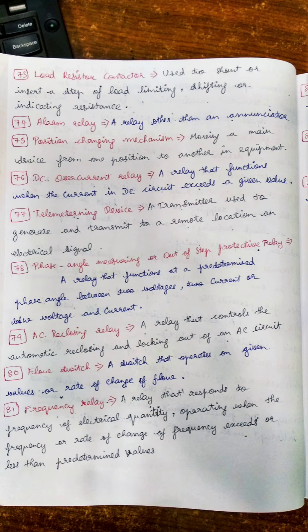Next, flow switch. A flow switch is a switch that operates at a given value of the rate of change of flow. Next, frequency relay, a relay that responds to the frequency of electrical quantities, operating when the frequency or the rate of change of frequency exceeds the predefined value.